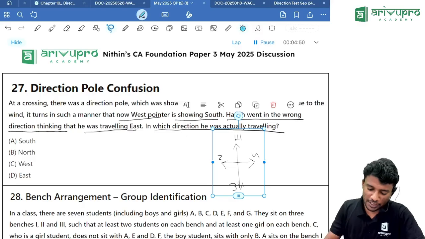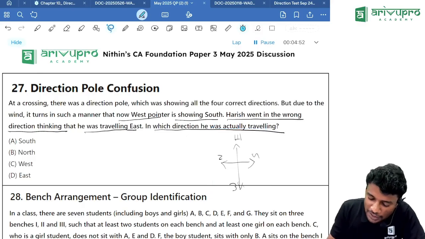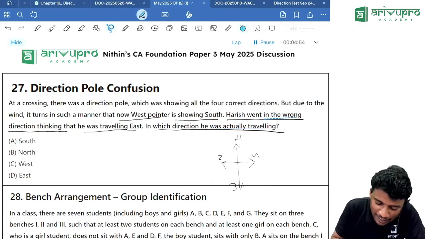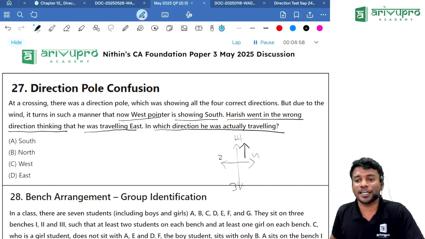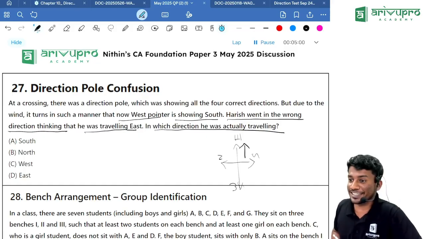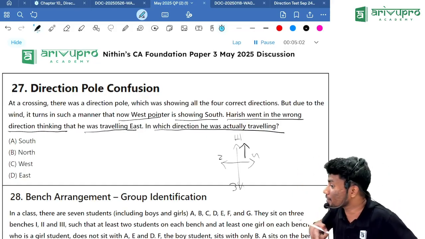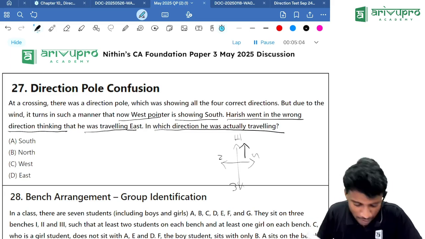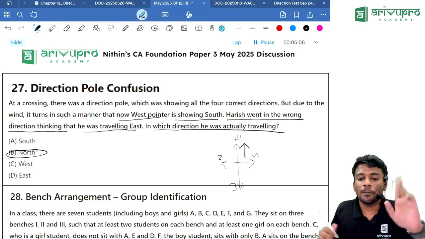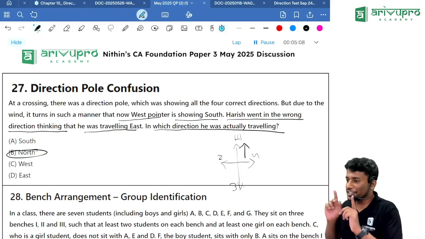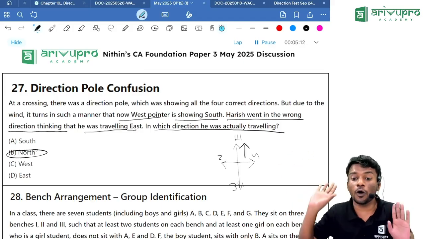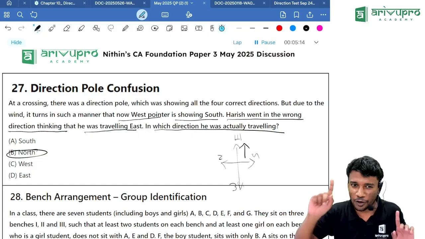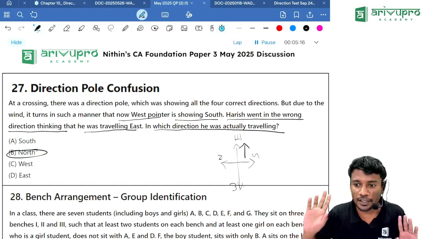Now the question is, Harish went in the wrong direction. He thought he was traveling east, so he was going in this way. He was thinking that it was east and he was going. But actually, is that east? What is that actually? No. So option B is the answer. Understood, people? Pointer means just the pole, not the direction. Got the point, people?